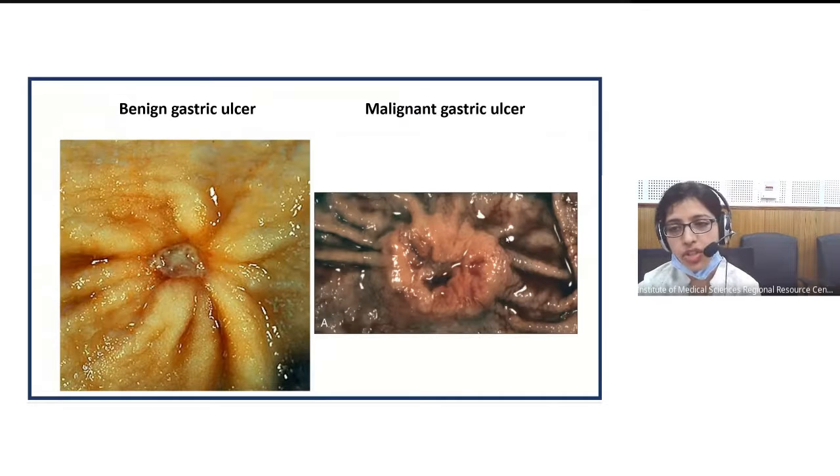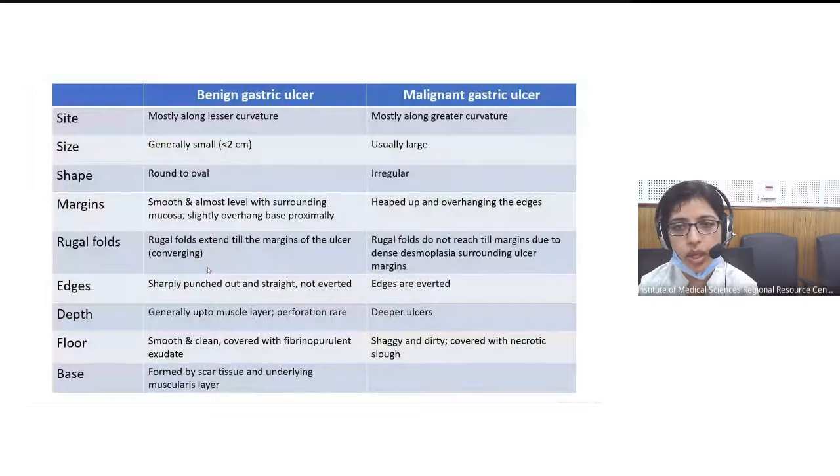Basically, here the gastric rugae are not reaching up to the margin of the ulcer. There is an intervening zone of desmoplastic reaction. So here we do not see the gastric rugae; they stop short of the margins. While in benign ulcers, we see the gastric rugae reaching till the margin of the ulcer. Rugal folds extend to the margin of the ulcer in benign gastric ulcers, while they do not reach the margin due to the dense desmoplasia surrounding the ulcer margins in malignant ulcers.